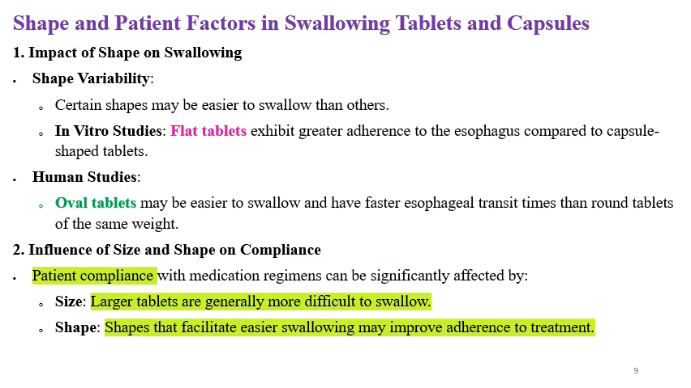Influence of size and shape on compliance. Patient compliance gets affected by size and shape. Size: larger tablets are generally difficult to swallow. Shape: shapes that facilitate easier swallowing may improve adherence to the treatment.